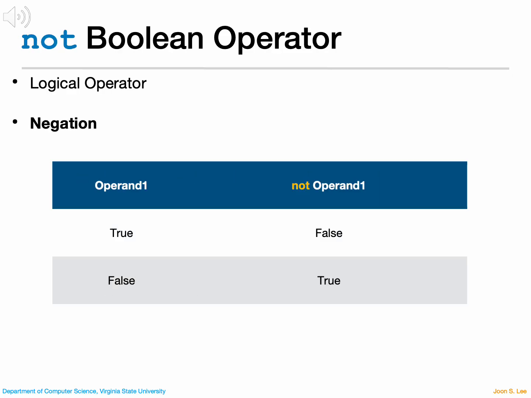The NOT operator is a logical operator that performs negation. It simply flips the truth value. If the condition is true, NOT makes it false. If the condition is false, NOT makes it true.